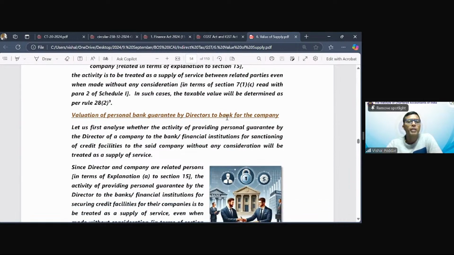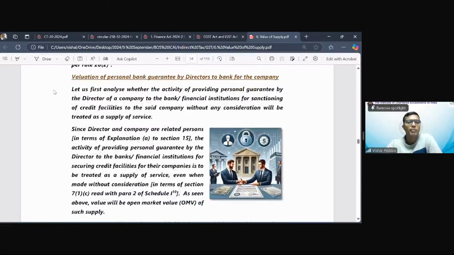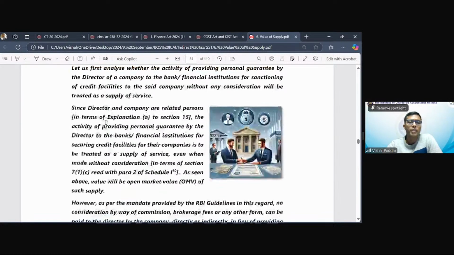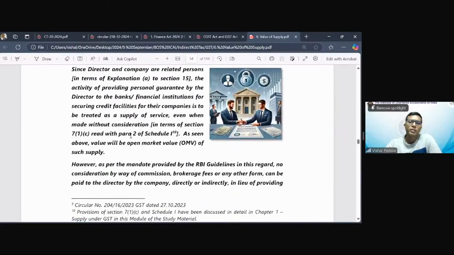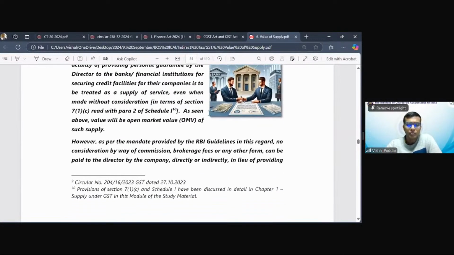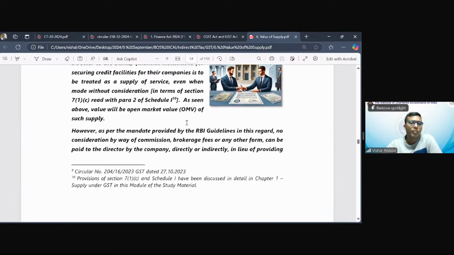Valuation of personal guarantee by directors to banks for the company. Let us first analyze whether the activity of providing personal guarantee by a director of a company to the bank for sanctioning of credit facility to the company without any consideration will be treated as supply. Now, since director and company are related persons, the activity of providing personal guarantee is a supply as per Schedule 1, Para 2. Now, as seen above, value will be open market value.